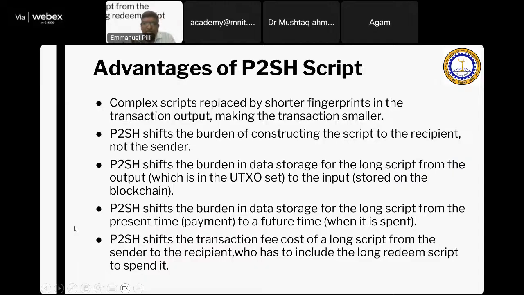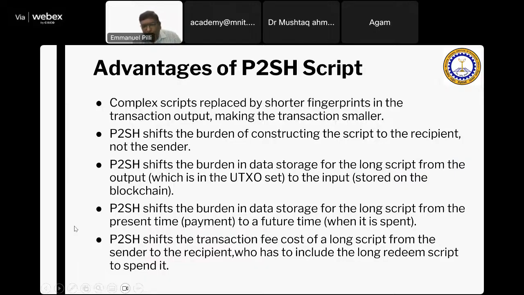Okay. So it shifts the burden of data storage for a longer script from the present time to a future time when it is spent. So when the transaction is made, we don't have to worry about the entire script, because when somebody wants to spend that, at that time the transaction output is to be executed, right? So it shifts the transaction fee cost of a long script from the sender to the recipient. So when he wants to spend it, then he has to pay more for that, right? So that's how it happens.